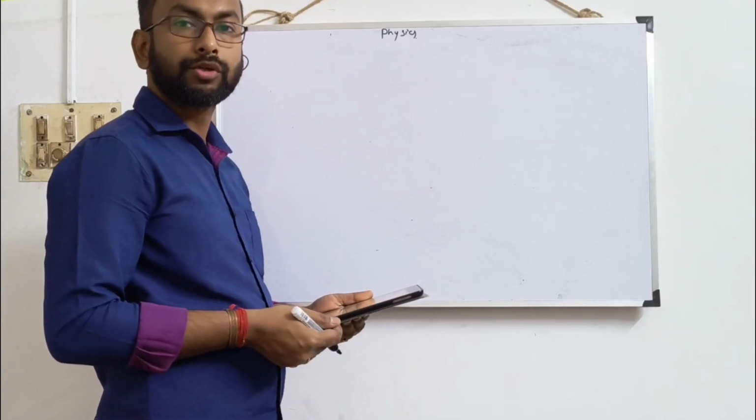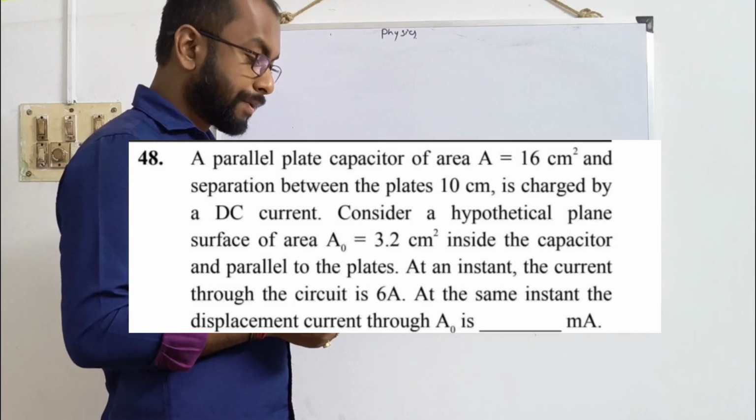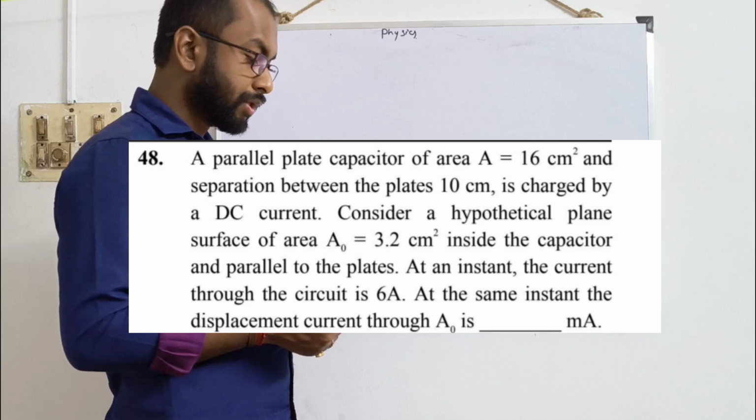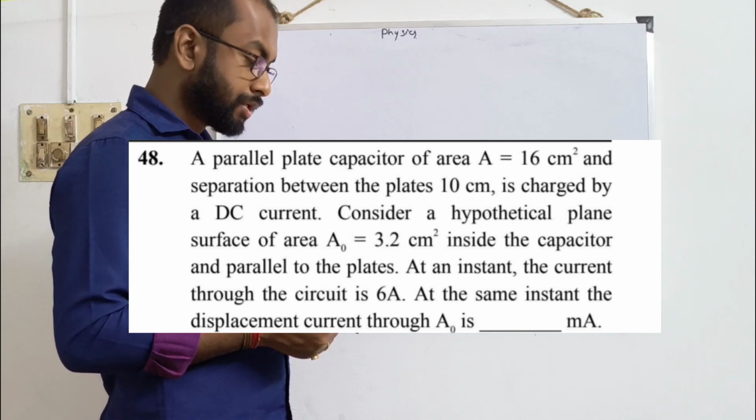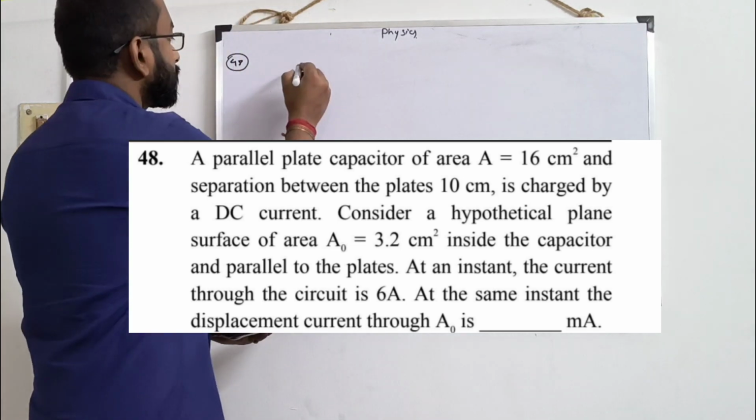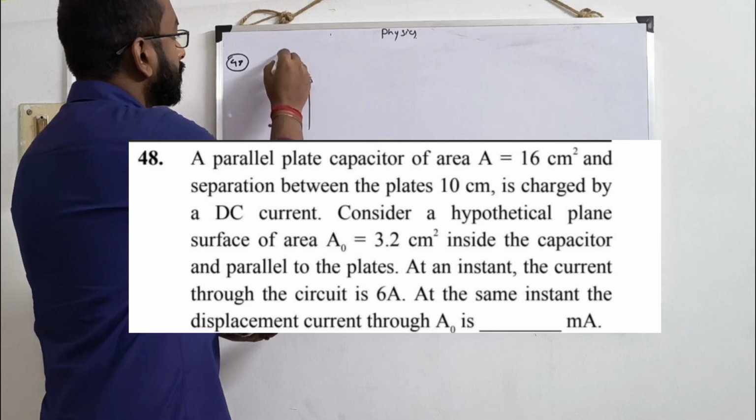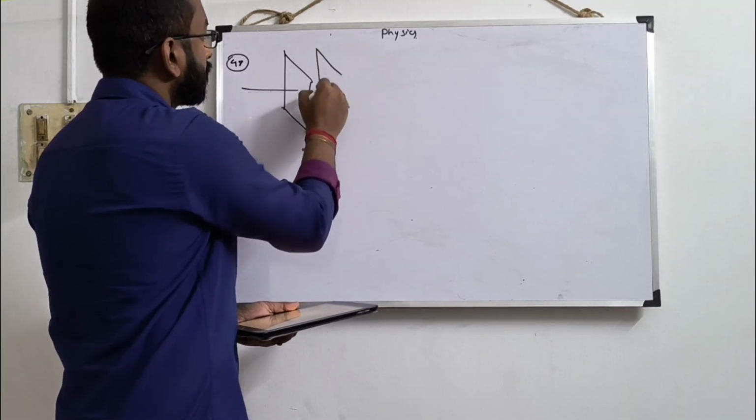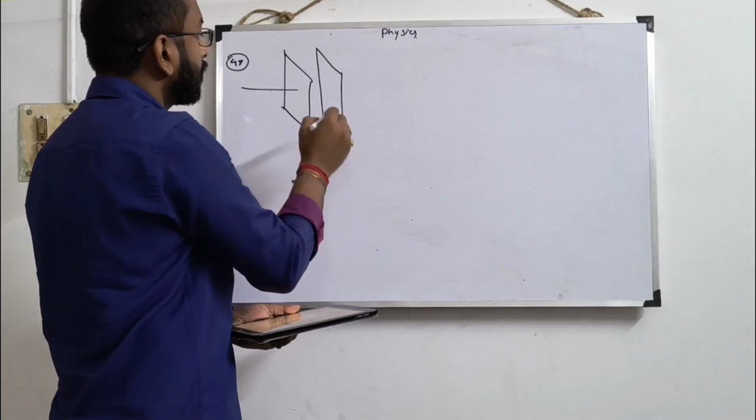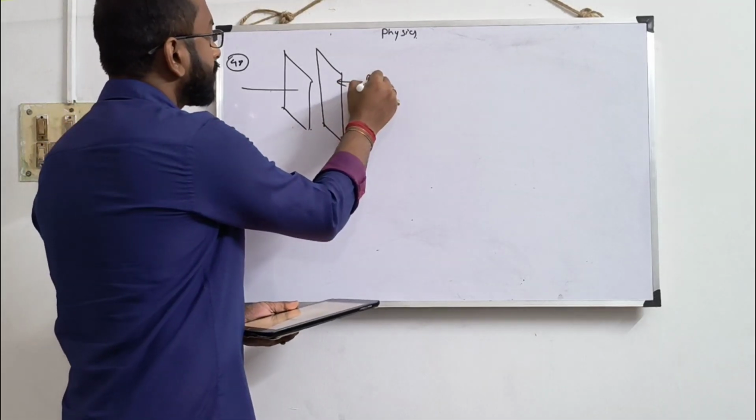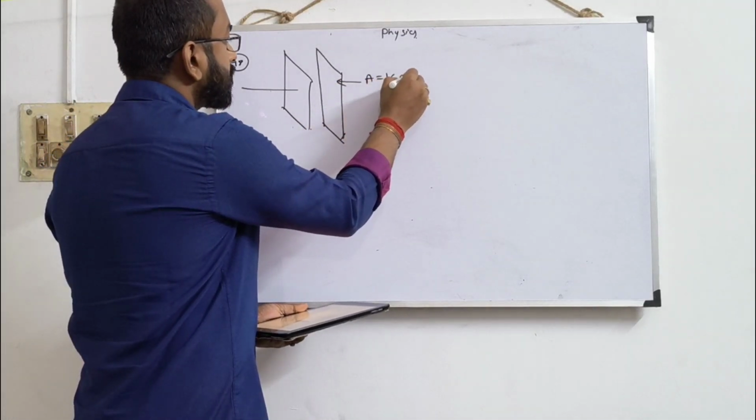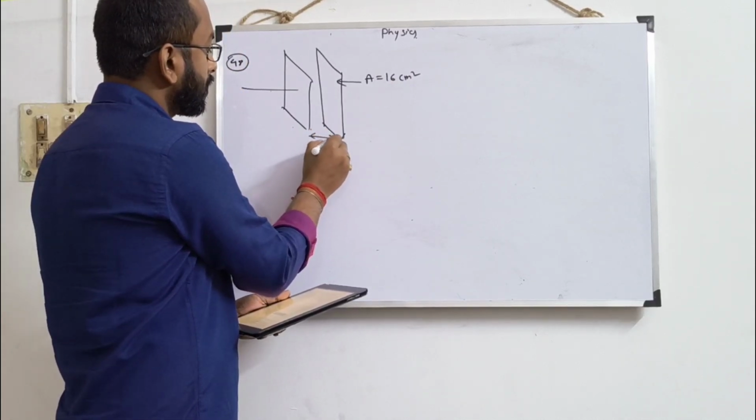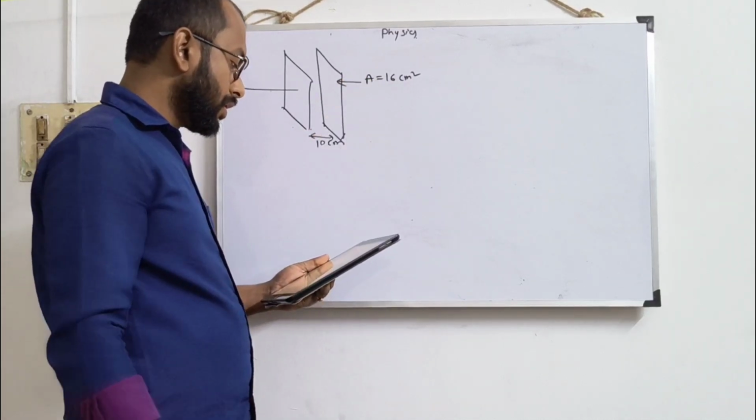Okay, next question is question number 48. A parallel plate capacitor of area A equal to 16 centimeter square, and the separation between the plates 10 centimeter, is charged by DC current. So we'll just draw the capacitor like this. Area is given as 16 centimeter square, and the separation between them is 10 centimeter. It is charged by DC current.